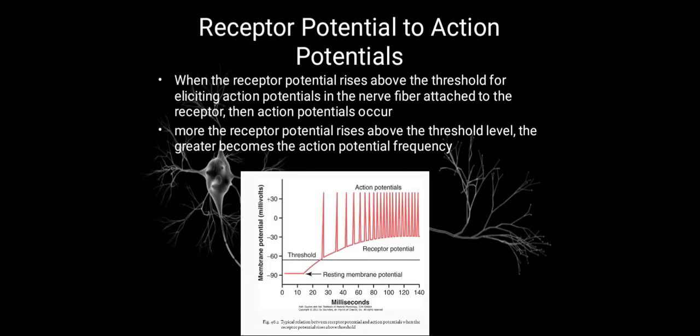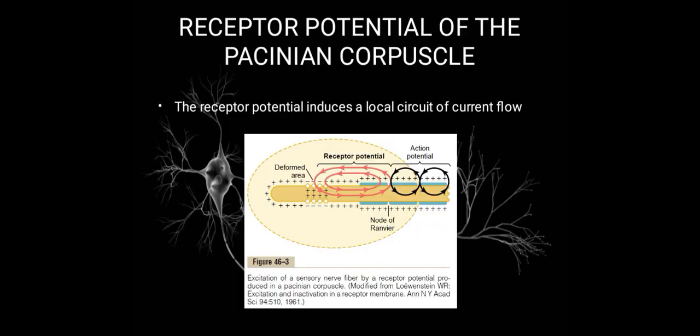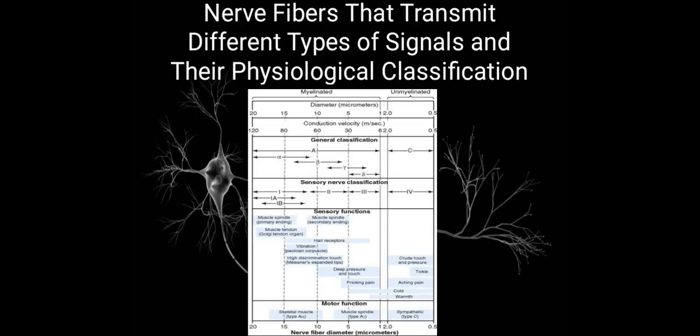Then receptor potential to action potentials. When the receptor potential rises above the threshold for eliciting action potentials in the nerve fibers attached to the receptor, then action potentials occur. The more the receptor potential rises above the threshold level, the greater the action potential frequency. Then receptor potential of the Pacinian corpuscle. The receptor potential includes a local circuit of current flow. Receptor potential, deformed area. Then action potential, node of Ranvier. Nerve fibers that transmit different types of signals and their physiological classification.